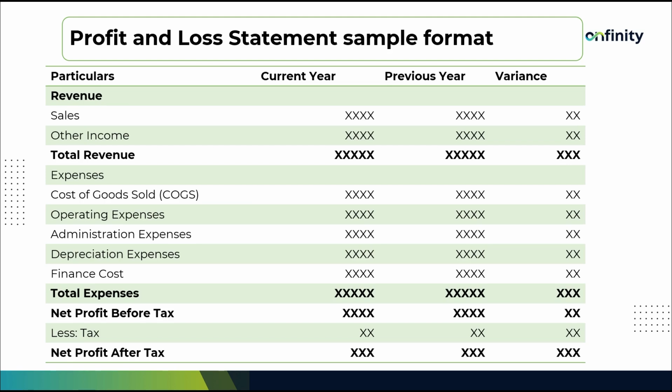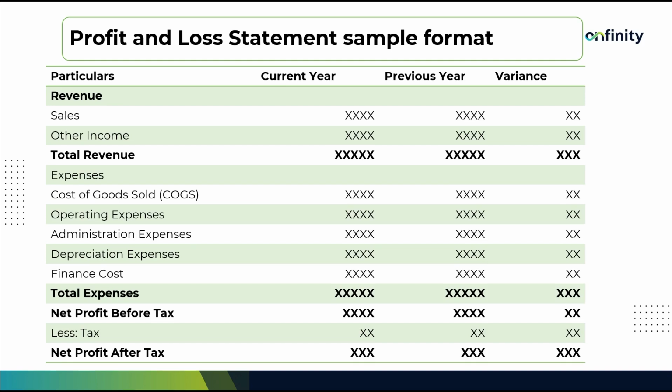For example, to set up a profit and loss statement in the Onfinity system, we define rows and columns. Rows represent the particulars. For instance, under the revenue section, we have sales and other income, followed by total revenues. Then we list expenses such as cost of goods sold, operating expenses, administration, depreciation, and finance cost. After calculating total expenses, we arrive at net profit before tax, then subtract taxes.